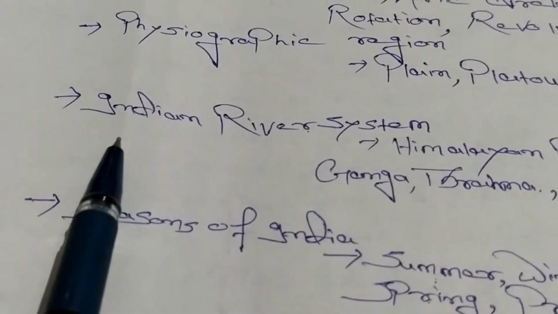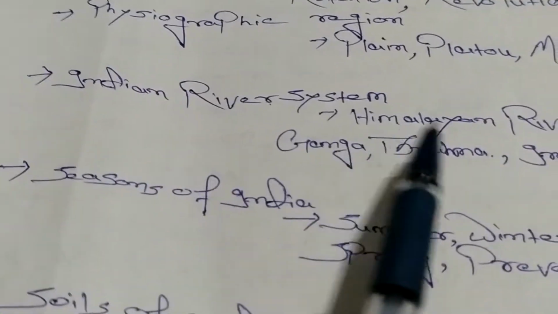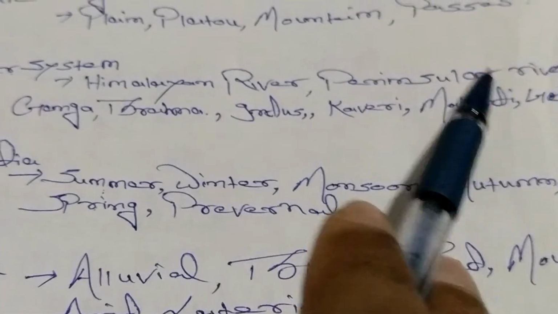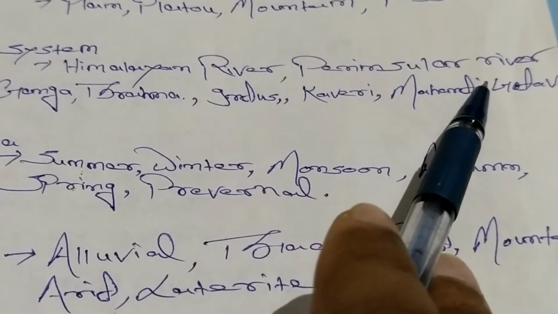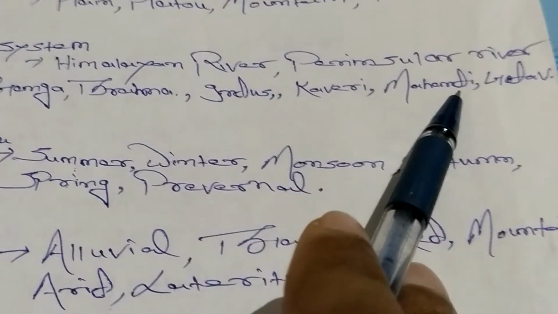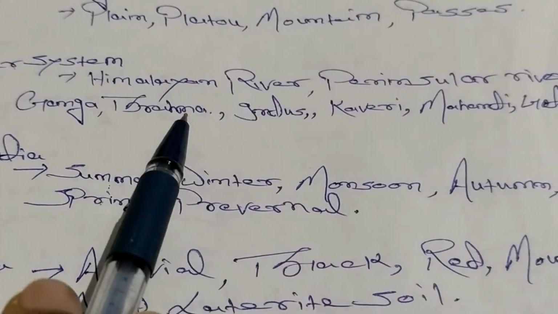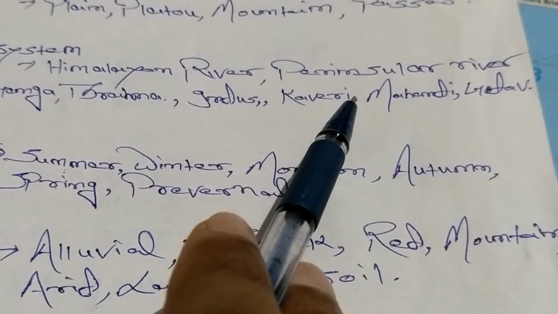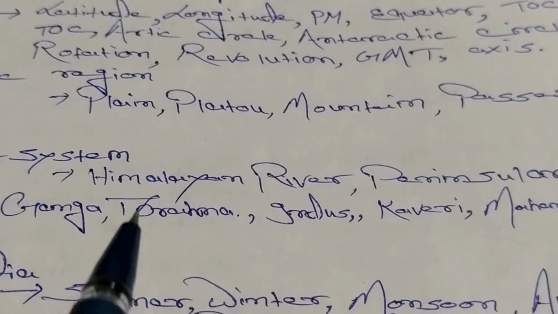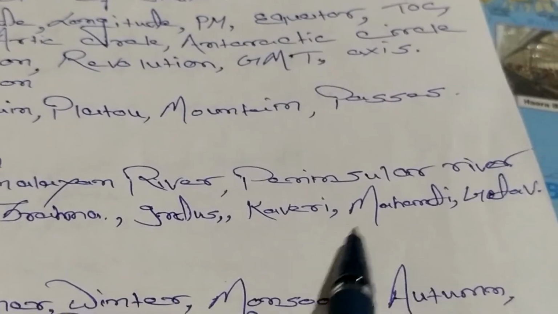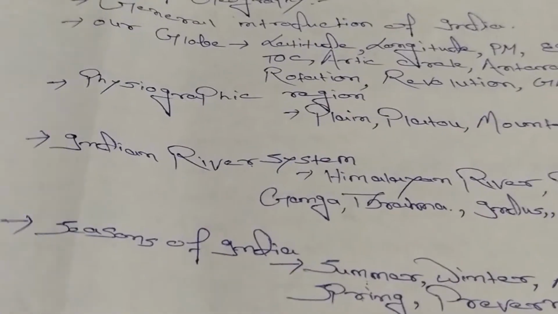Okay friends, then comes another topic, that is the Indian river system. The Indian river system is basically divided into two parts: the Himalayan river system and the peninsular river system. The Himalayan river system originates in the north of India, and the peninsular river system originates in the south of India. The rivers which originate from the Himalayas are called Himalayan rivers, and the rivers which originate from the peninsular region are called peninsular rivers. Examples of the Himalayan river system are Ganga, Brahmaputra, Indus, and examples of the peninsular river system are Kaveri, Mahanadi, and Godavari.